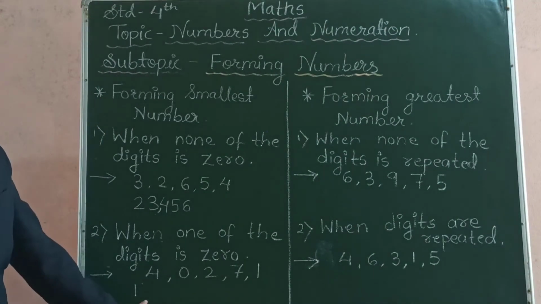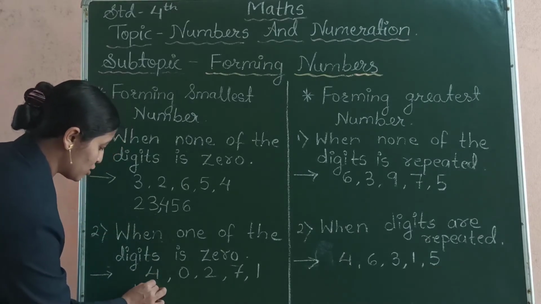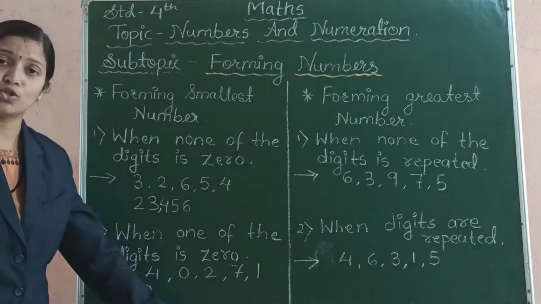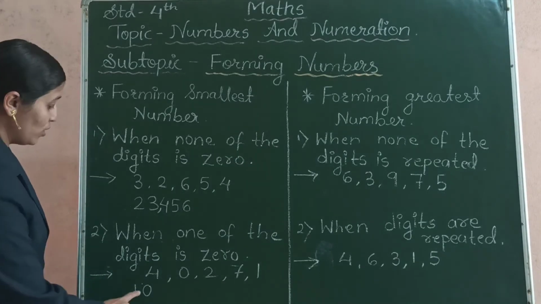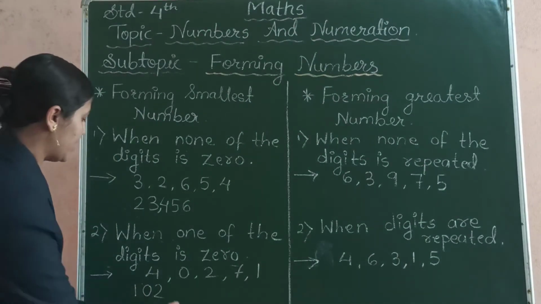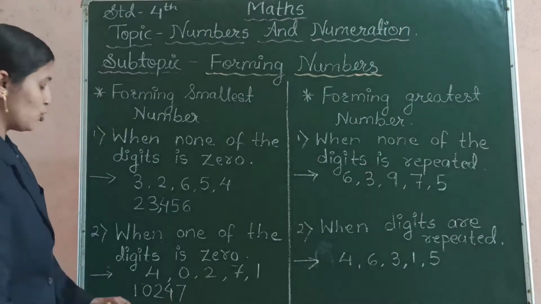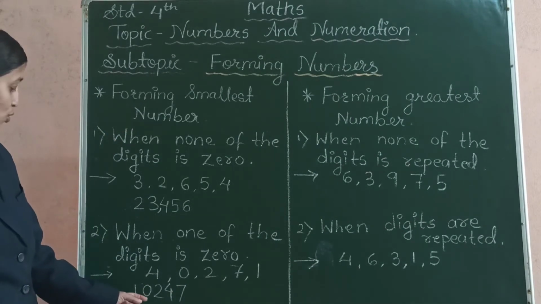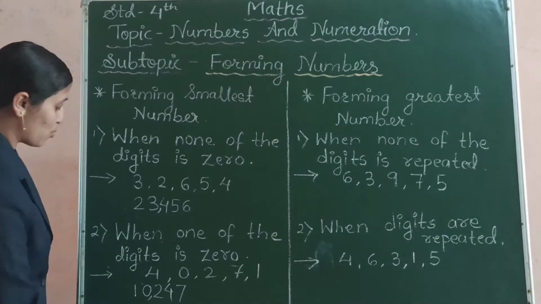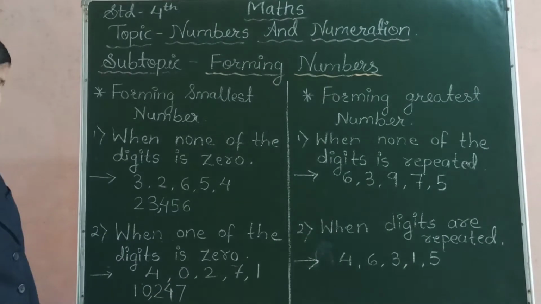So 1 is the smallest digit among all these, and so 1 is placed over here. The second place is for the 0. We have been told that 0 has to be placed at the second place from the extreme left, and then we have to again continue with the ascending order. So the next number will be 2. Okay, the next will be 4, and the next to it will be 7. So you can see here the 5 digit number 1, 0, 2, 4, 7 has been formed. So this is the smallest 5 digit number formed with the help of these digits.